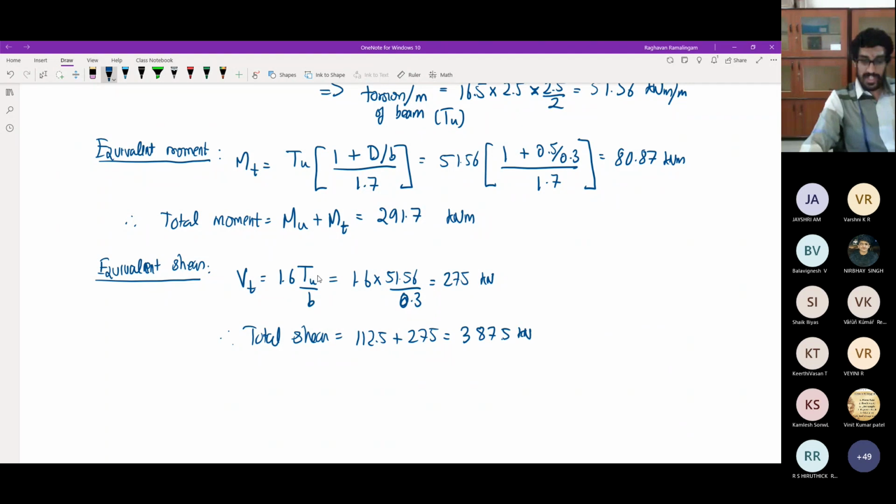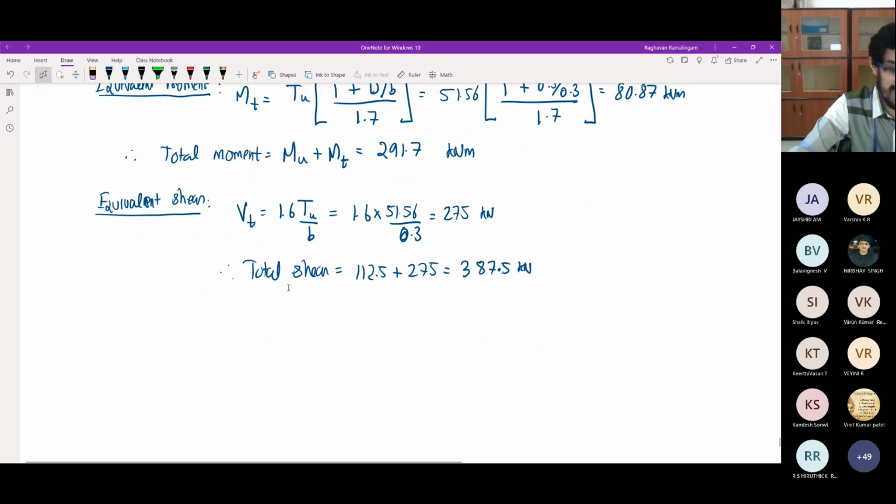Correct? I may need a much deeper beam, I suppose. Pilot may not be sufficient. Let's see. Okay, so now I'll decide my beam MU limit as I usually do. This is for Fe 500 steel. So 0.46 FCK BD square should be equal to 291.7.